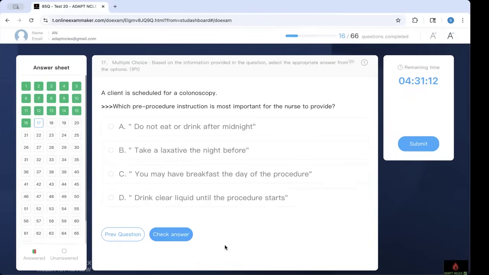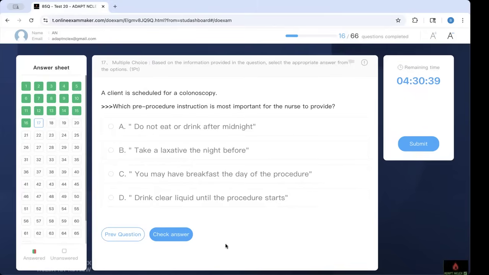17. A client is scheduled for colonoscopy. Which pre-procedure instruction is most important for the nurse to provide? Colonoscopy, I got to look inside your colon. It has to be clean. What do you tell them? Do not eat or drink after midnight. Take a laxative the night before. You may have breakfast the day of the procedure. Drink clear liquid until the procedure starts. Like I said, the most important, clean yourself.